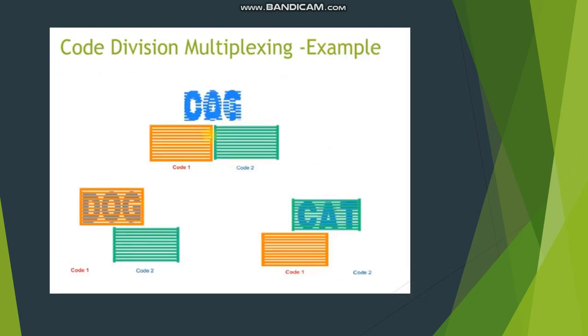This is the example. As I said, the same frequency is being used, but the code will be different. First, the code is given for the first sender and receiver is dog. Second one is given as cat. So based on this code, the receiver understands whether it is the desired message it has been waiting for, or it has to wait for some other message.